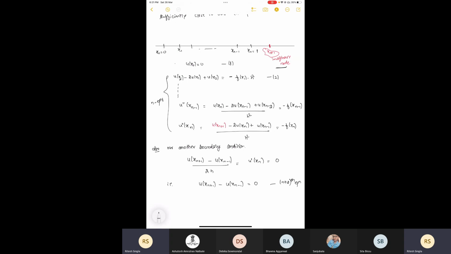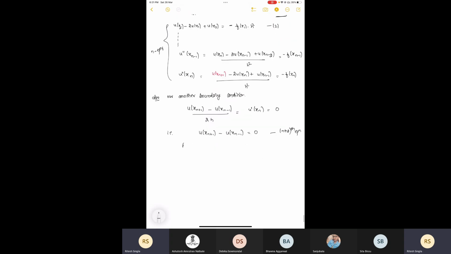So now things are simpler, right? We have n plus 2 variables with us, from x naught to xn plus 1, and we have n plus 2 equations. Now we can form a matrix equation A u is equal to B, where A will be what?